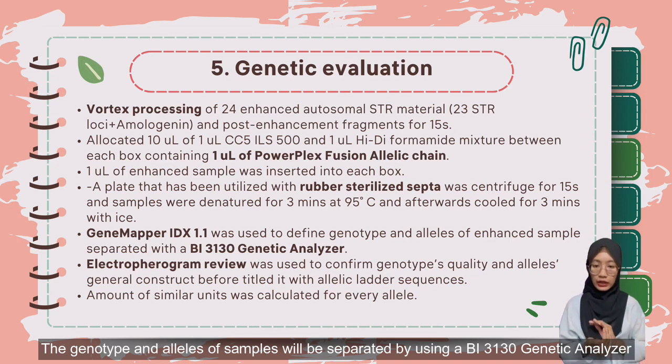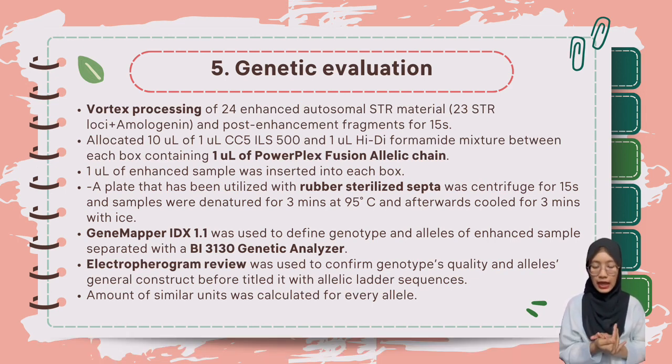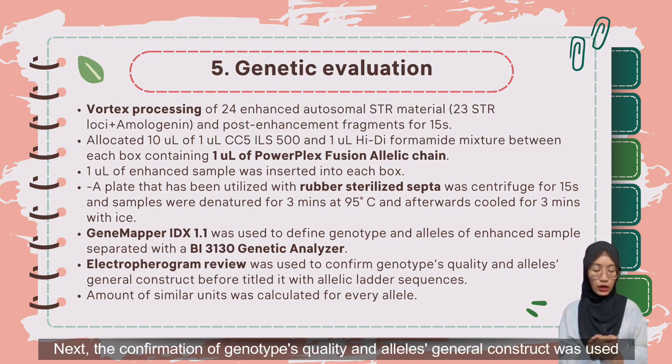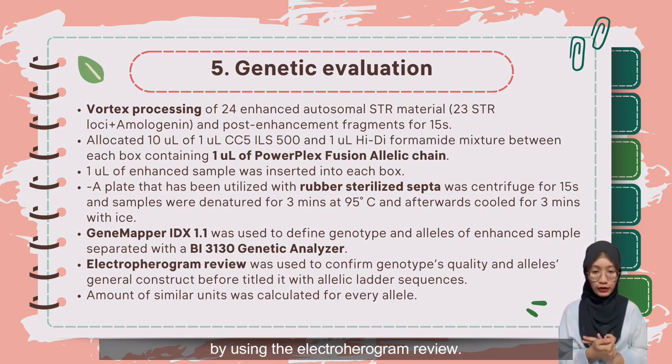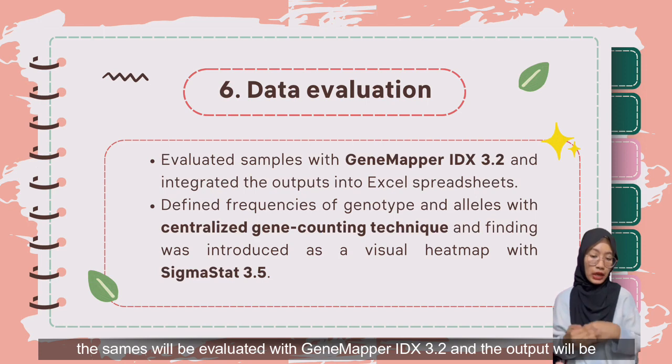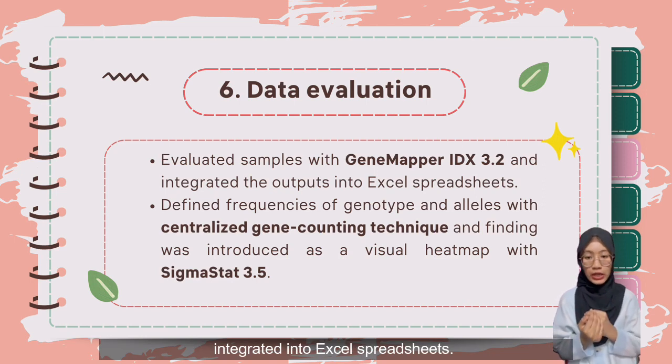The genotype and allele of samples will be separated by using the genetic analyzer and will be defined with GeneMapper IDX 1.1. Next, the confirmation of the genotype's quality and also the alleles' general construct was done by using the electropherogram review. In the final method of the experiment, which is the data evaluation, the samples will be evaluated with the GeneMapper IDX 3.2 and the output will be integrated into the Excel spreadsheet.